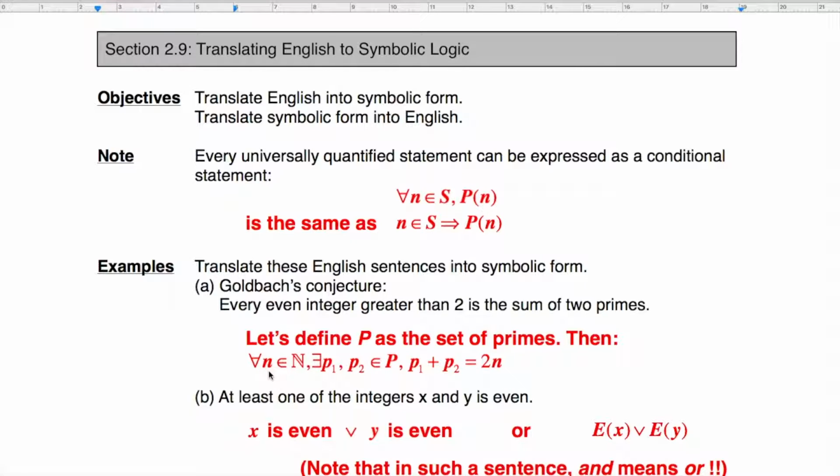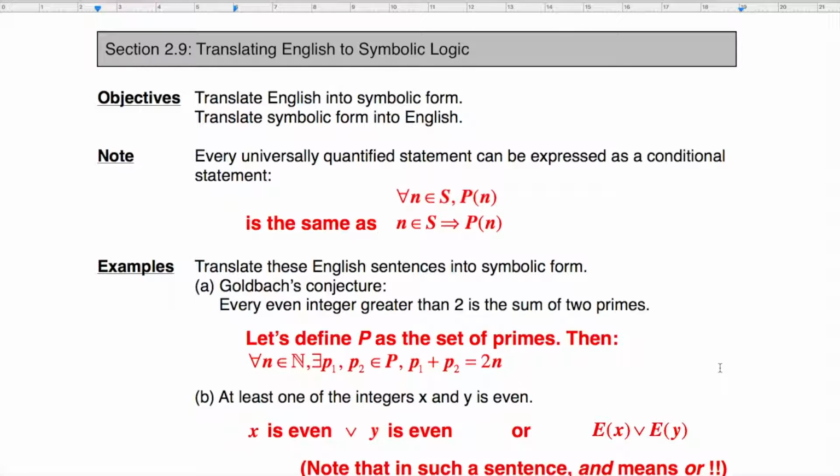So for every natural number, we now double it, so we have an even integer, and this even integer is the sum of two primes.